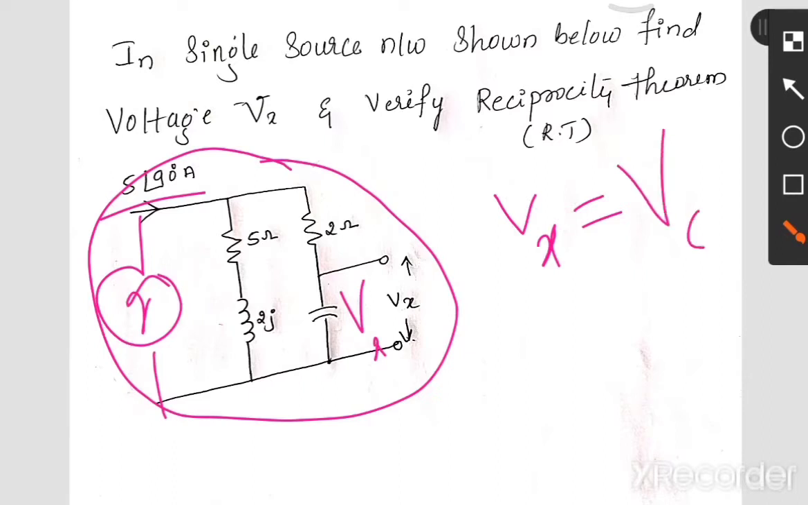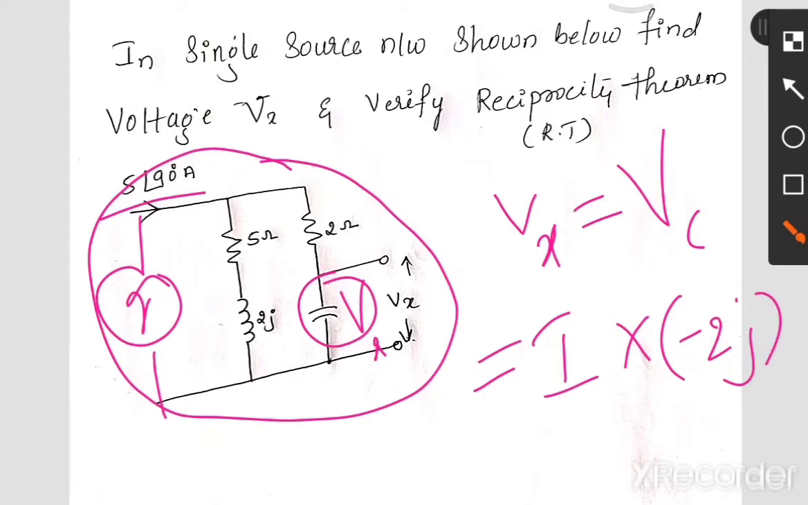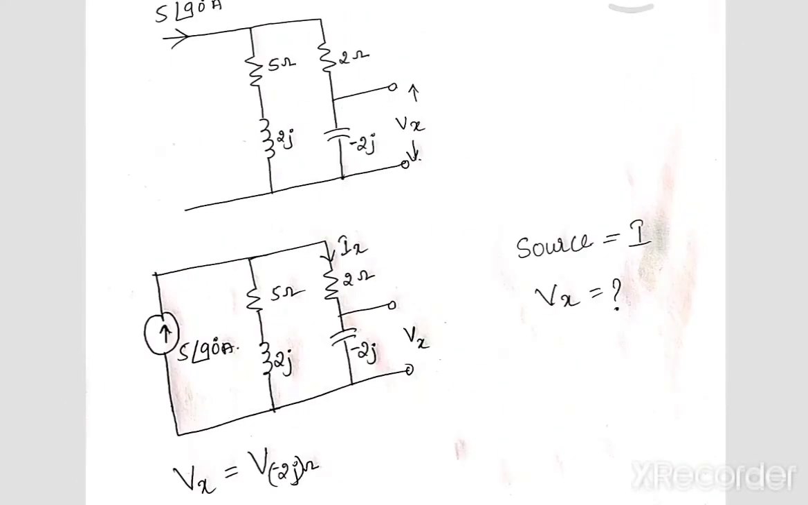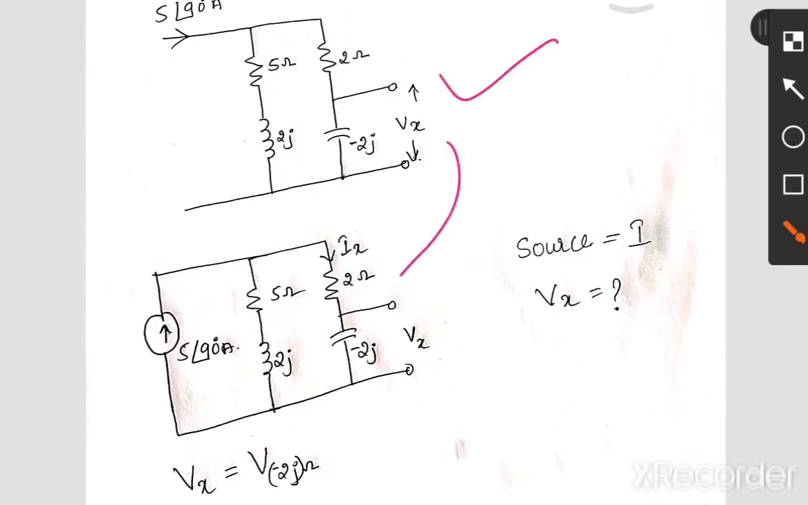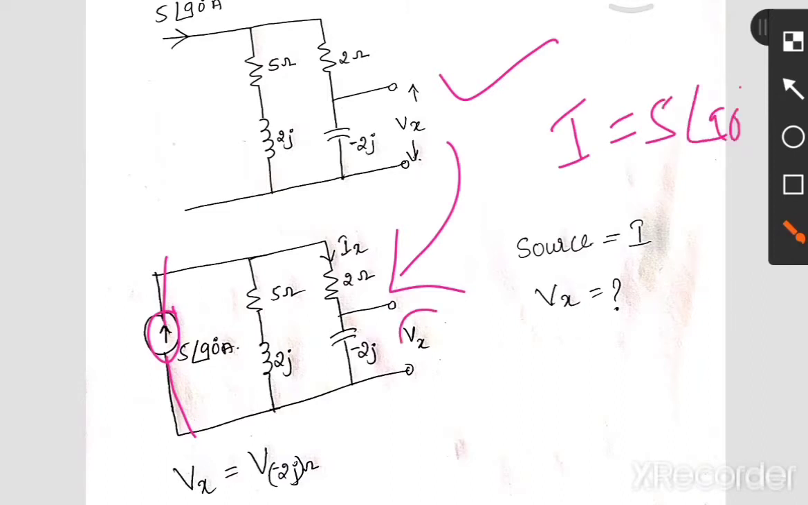Voltage across this capacitor. So what is the voltage across this capacitor? It is nothing but the current flowing through that capacitor times the impedance of that capacitor, which is 2j ohm. Okay, let's see. This circuit can be represented like this. Phi at an angle 90 ampere current is flowing, which means we have to take it as a source. So now I we know, that is phi at an angle 90, but we don't know Vx. First we have to find Vx, and afterwards we have to take Vx by I.